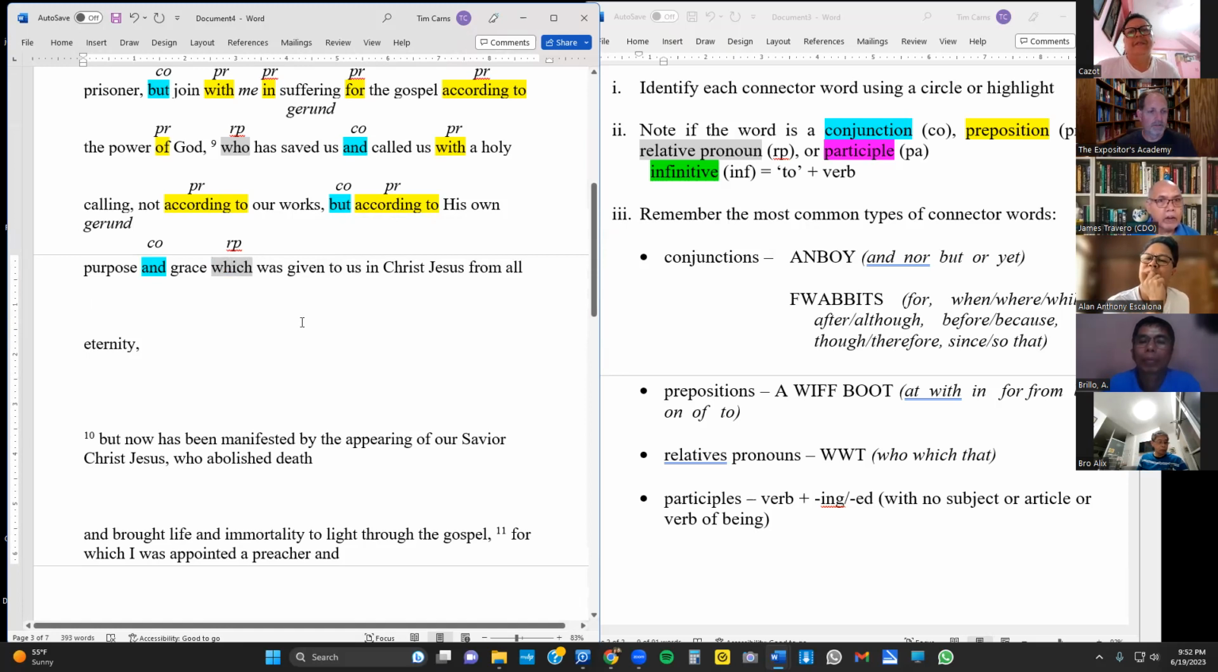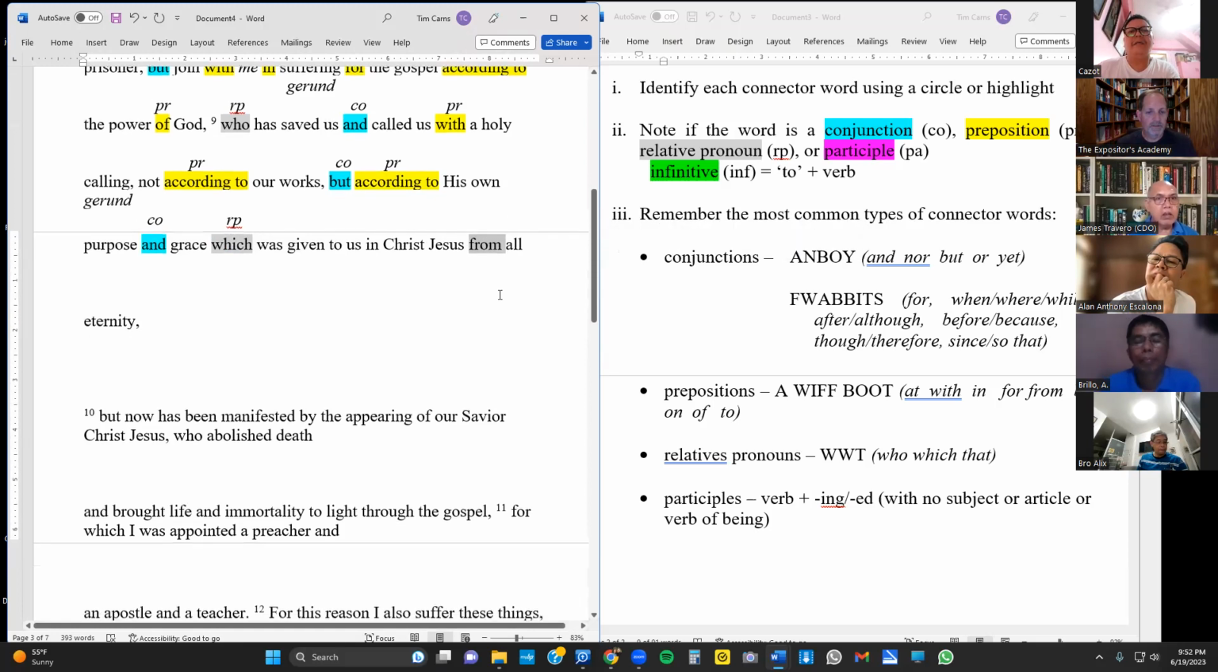Any other connector words in verse 9? "From." What is that? What kind?